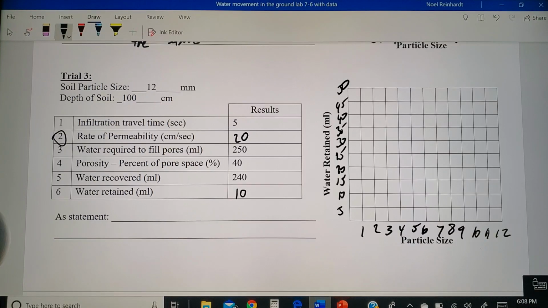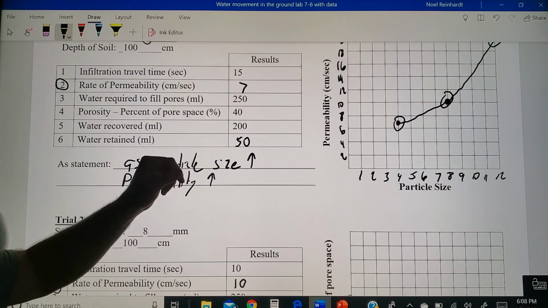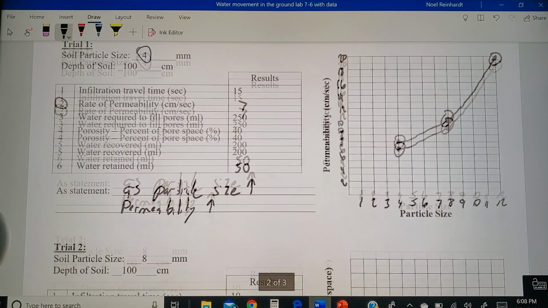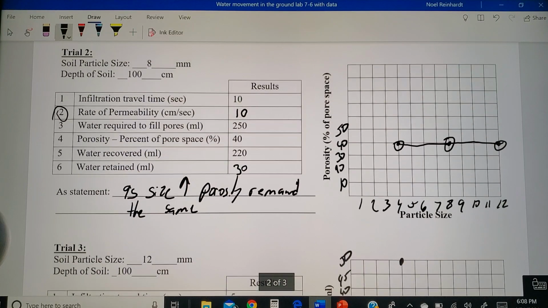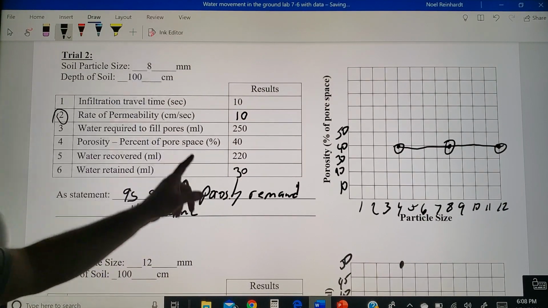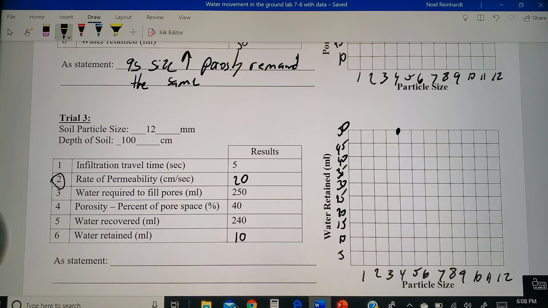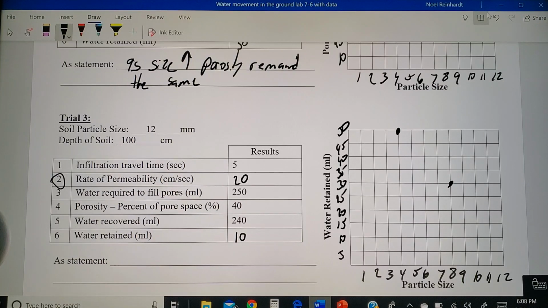Okay, and for a 4 millimeter, the water retained was 50. So we'll put that in there. For 4, it was a 50. That's all the way at the top. For an 8, it was a 30. So that's somewhere right here. And for a 12, it was a 10. And that would go right here. Connect up your dots.